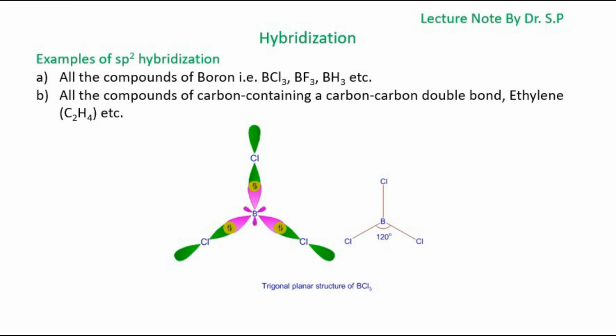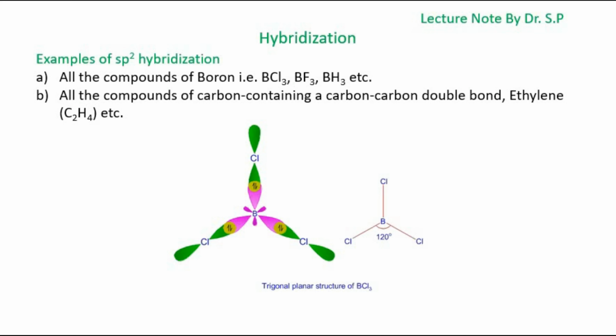All the compounds of boron, like BCl3, BF3, BH3 etc. are examples of sp2 hybridization. All the compounds of carbon containing a carbon-carbon double bond, like ethylene, C2H4, are also examples of sp2 hybridization.